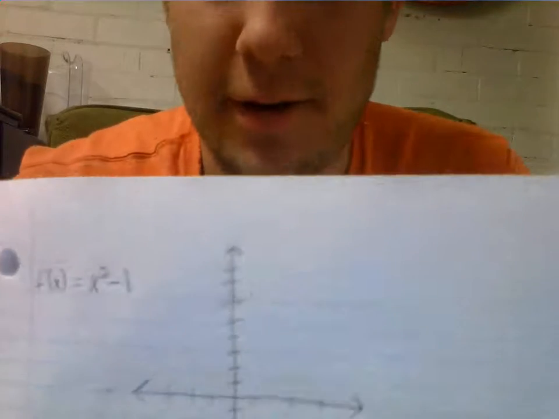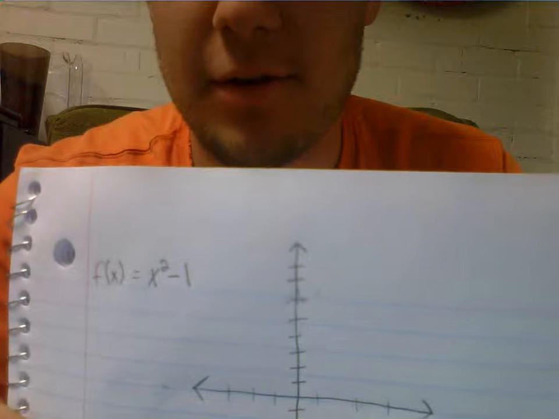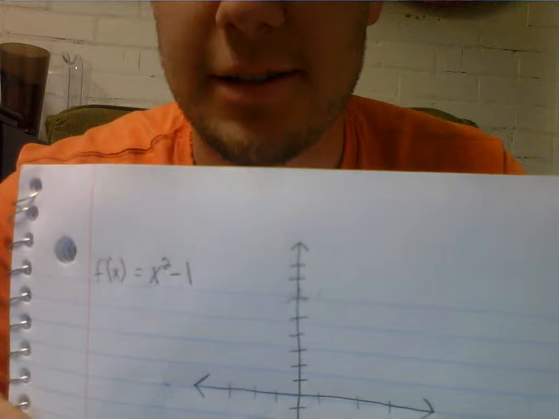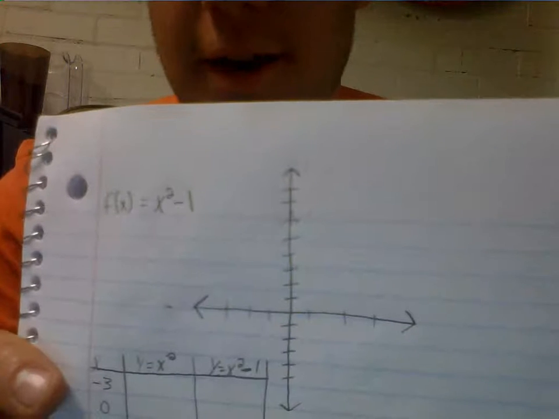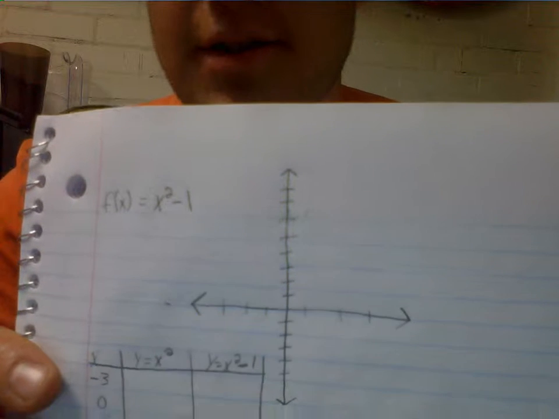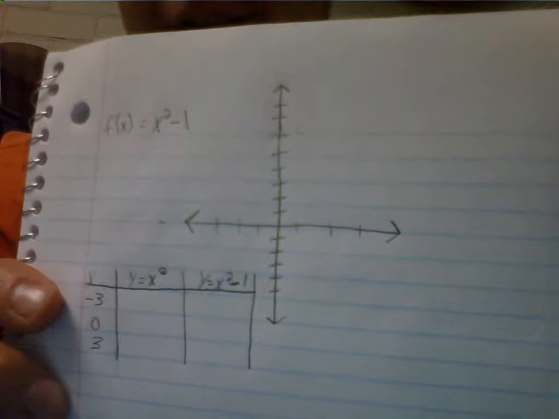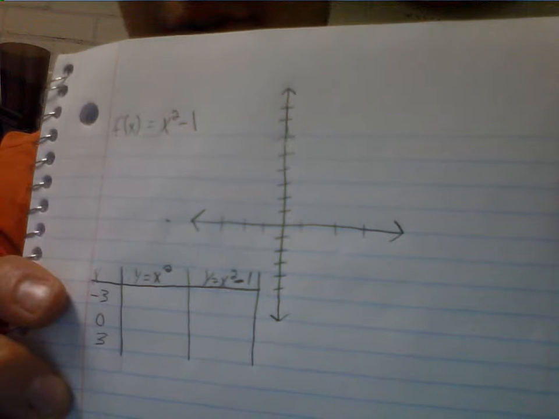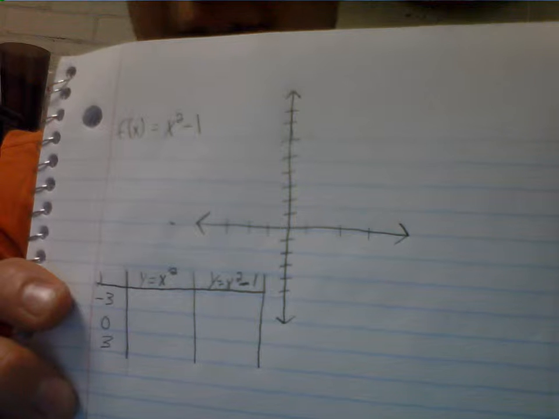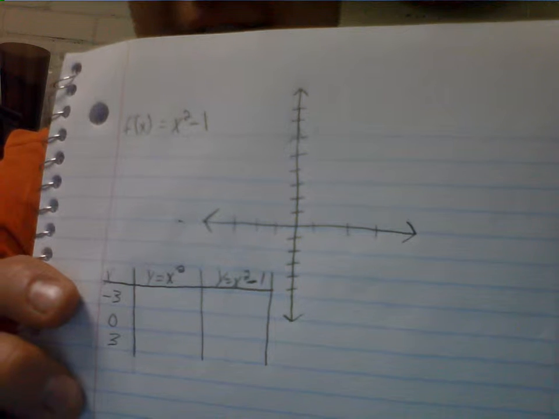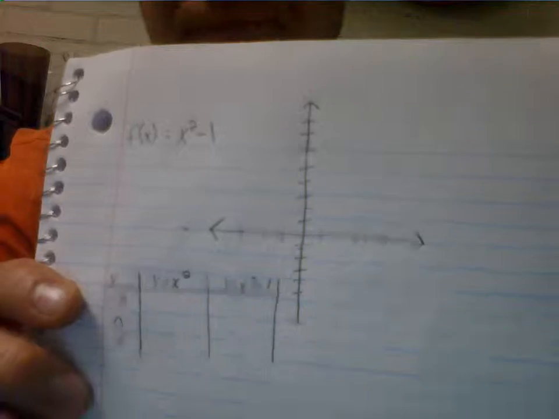Today we are going to be graphing and finding points for the equation f of x equals x squared minus 1 and showing the shift of the minus 1 section of the equation. First, I will start with the basic equation y equals x squared and find 3 points here on the table for that, and then after that I will find the points for y equals x squared minus 1 and I will graph both equations.